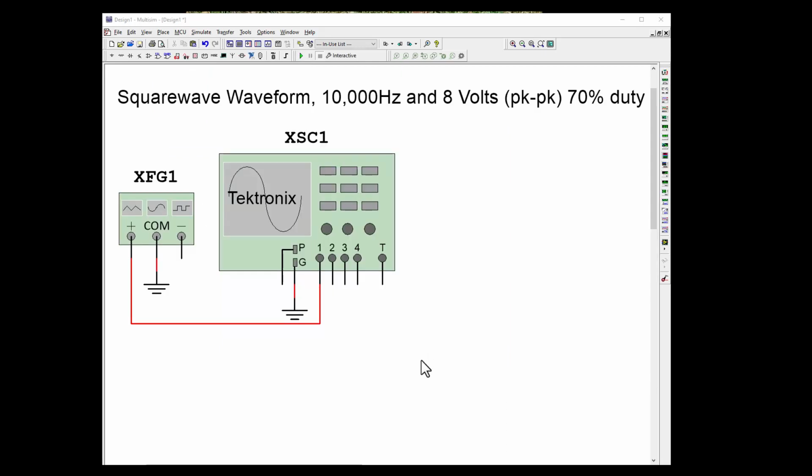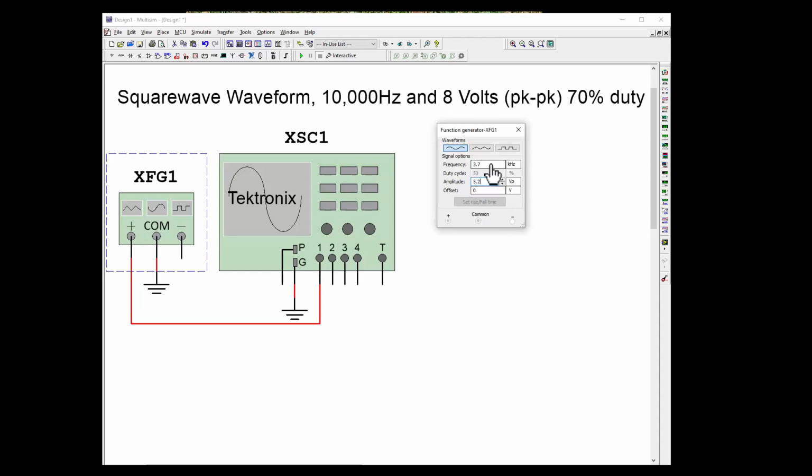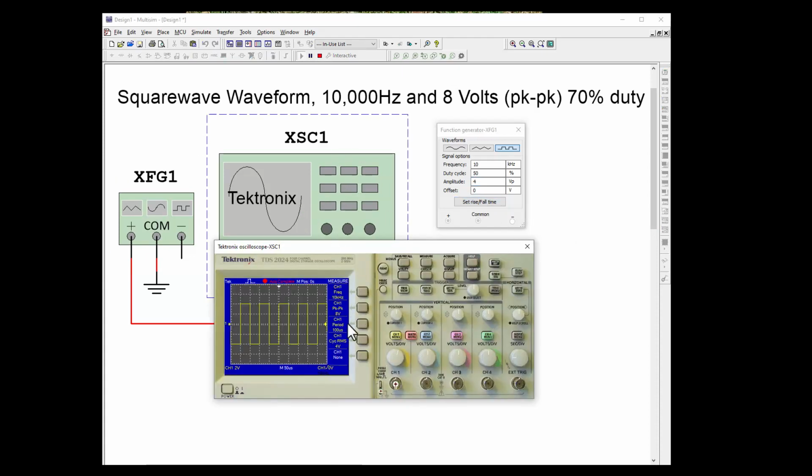The previous one asked us to use cursors. I'm going to go ahead and show you how to do cursors on our square wave. So let's go ahead, and actually this is a rectangular wave. And 10,000 hertz, 10 kilohertz, and 8 volts peak to peak. So we're going to get 4 volts peak. And we'll change the duty cycle here in a minute, but we're going to start with 50%. So let's go ahead and fire it up. Find our scope. Good.